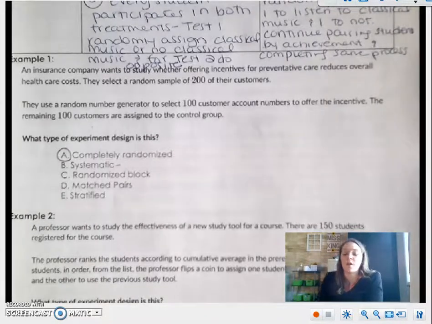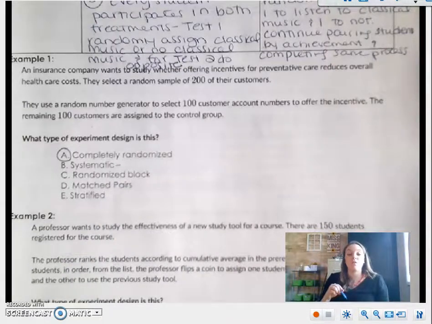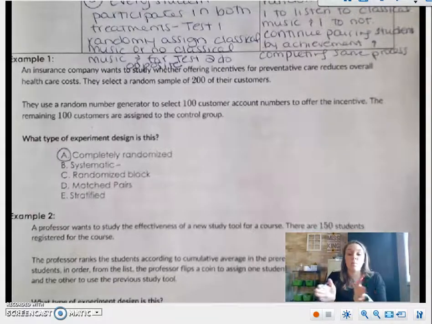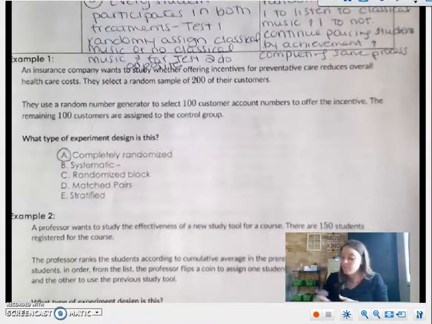So that's not systematic. Randomized block is what we talked about on the first page, where you block for a certain characteristic. They did not block anything here. They just picked 100 random people and the other ones were thrown into another group. Matched pair design, they did not pair up every 2 customers. In stratified, they didn't separate into groups. So it's a completely randomized experiment.